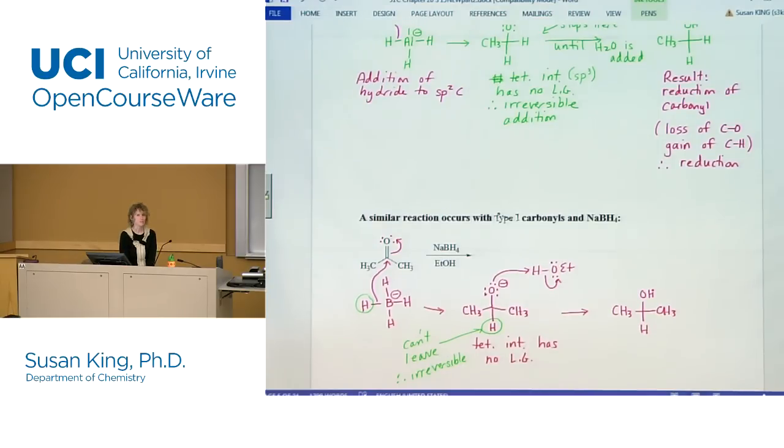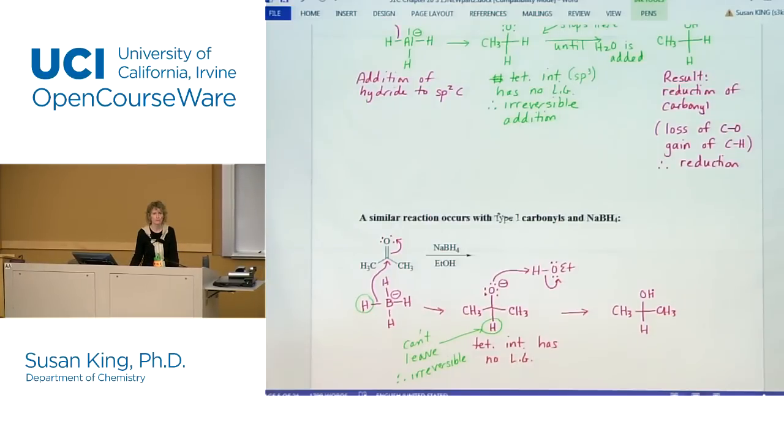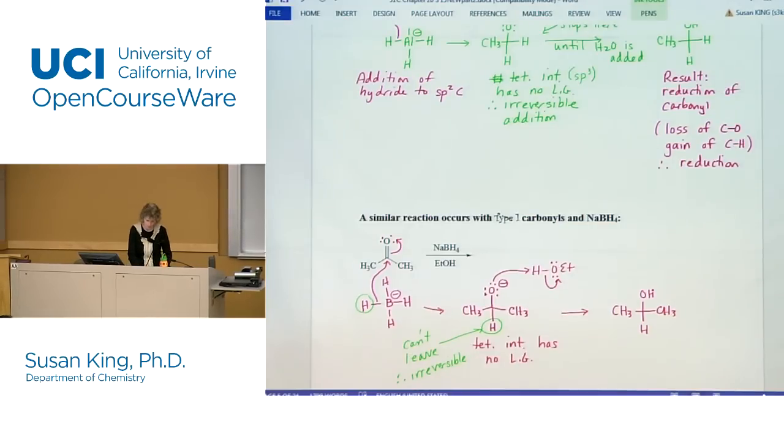Questions? Anybody? So how do we do this? How do we reduce aldehydes and ketones back in chapter 12? Do you remember how we did that? Hydrogen and palladium. That's not the most common way to reduce aldehydes and ketones. These are the more common ways. So that's not very common to do, like we did in chapter 12. This is the more common way to reduce a carbonyl. All right, so that's what happens with type 1.